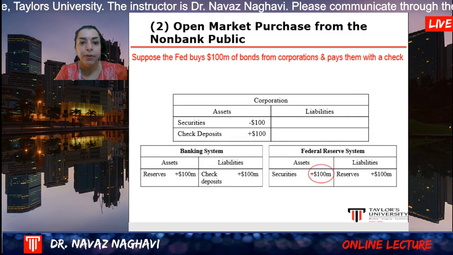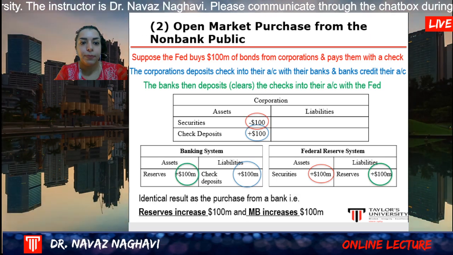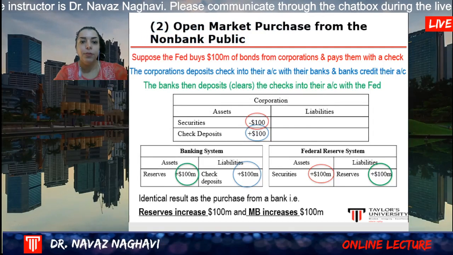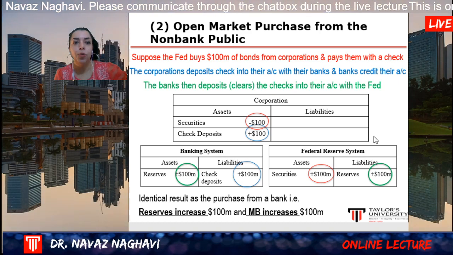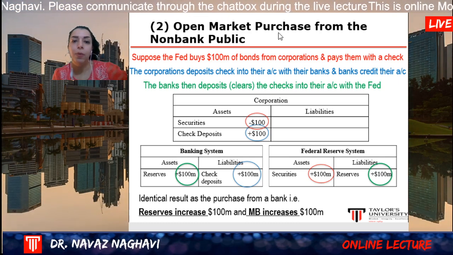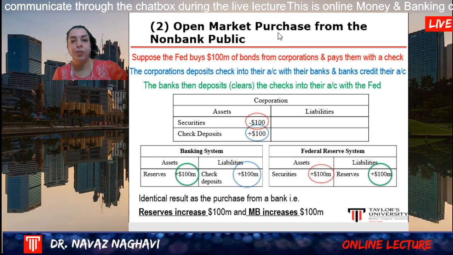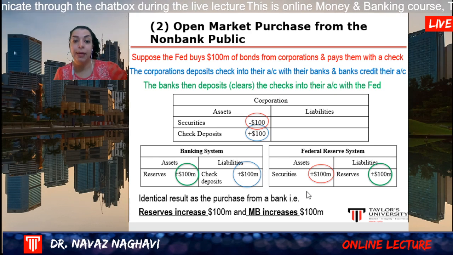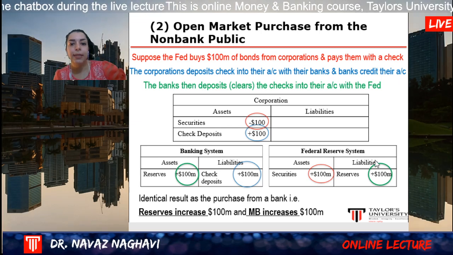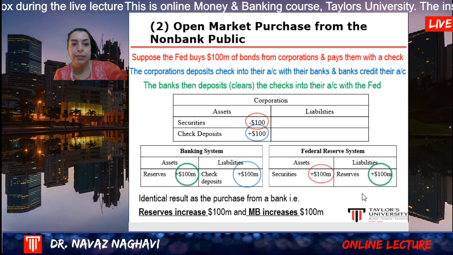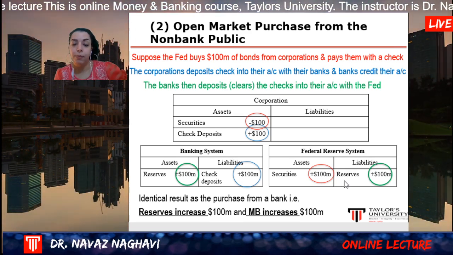So the next example, let's show you again what has happened here. Again, it is showing you open market purchase. But of course, the process of open market purchase in this example has been different from the other example. But what is the result? The result is that you can see the reserve has increased. And then again, we know that the increase in reserve is equal to an increase in money supply, monetary base.